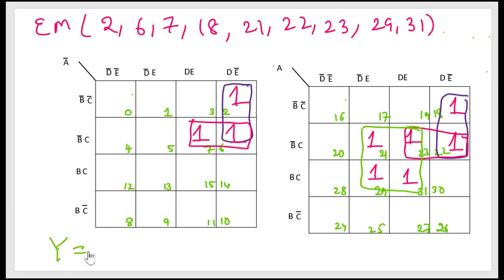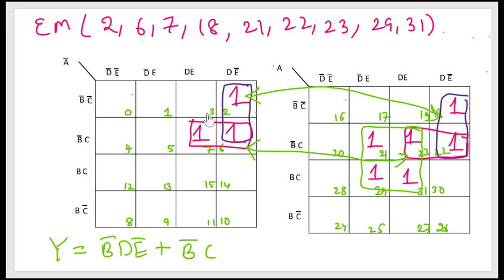Your output Y will be, first take this quad, these 2 ones and these 2 ones, A will be eliminated, and if you look at here, C is getting eliminated, so you're going to have B bar times D into E bar. And if you take these 2 ones and these 2 ones, in this case A is already eliminated, B bar C times, and if you look at these 2, E is also getting eliminated, you are going to have B bar into CD.